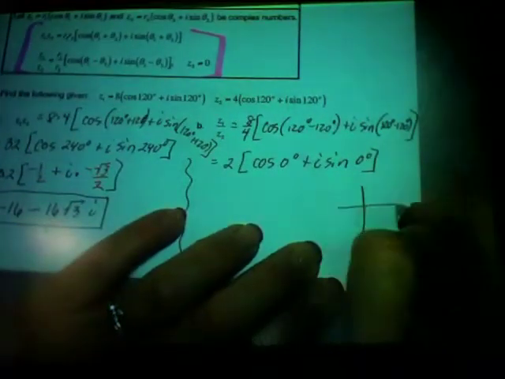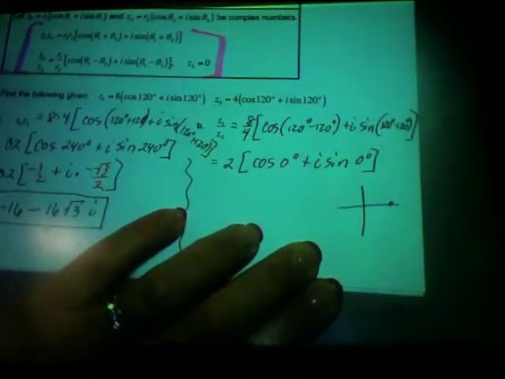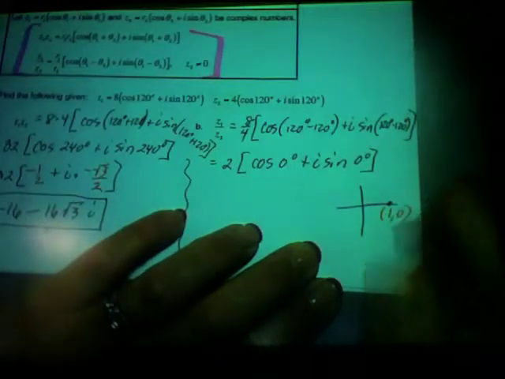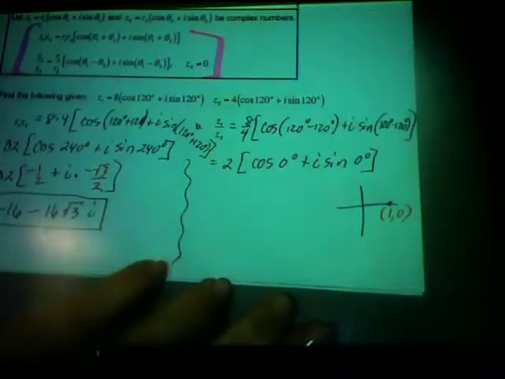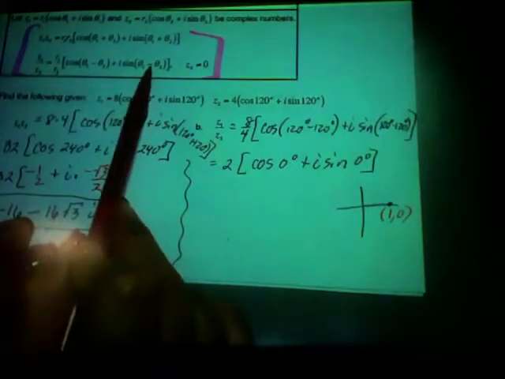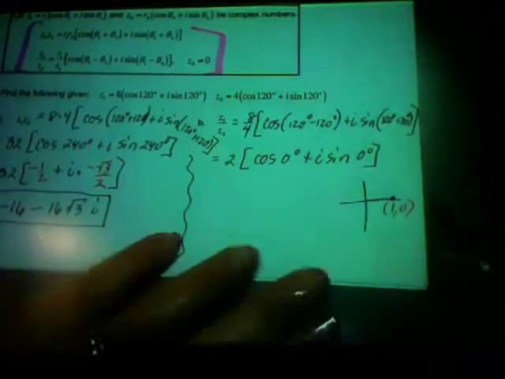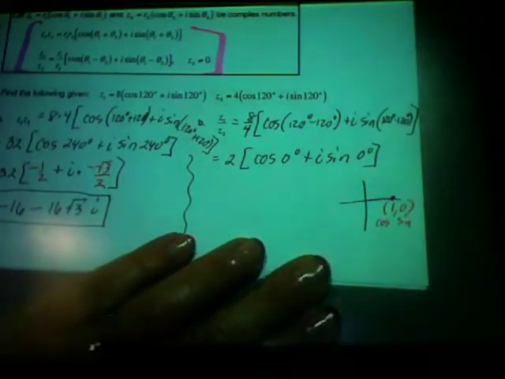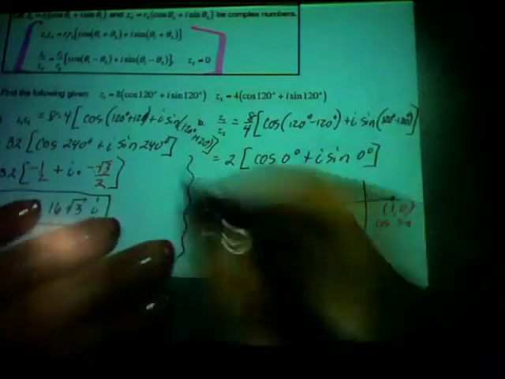So remember, 0 degrees is right here, so it's on the x-axis. What ordered pair is that? 1, 0. Yes? Where do you get 120? Because the formula says to subtract when we're dividing, subtract the thetas. And so this is my cosine and this is my sine, isn't it? So that's where you're going to see me get the following numbers.